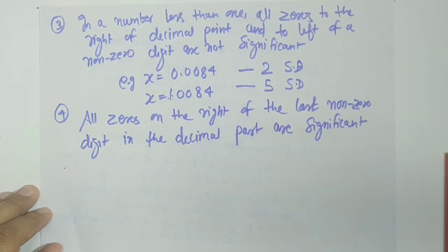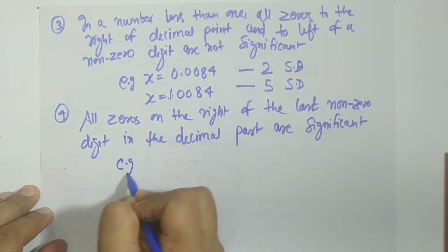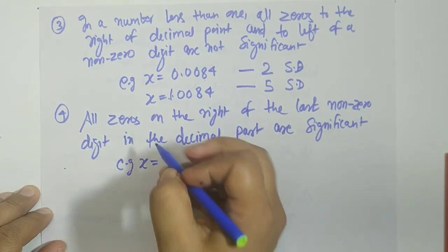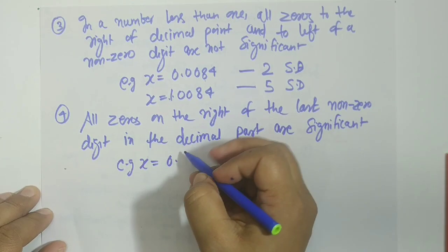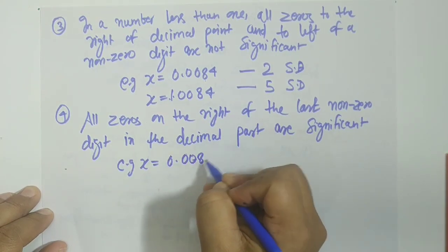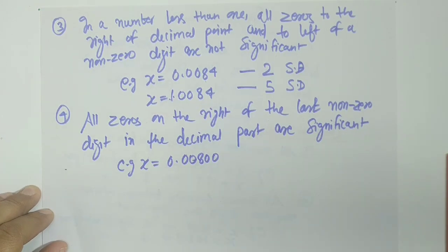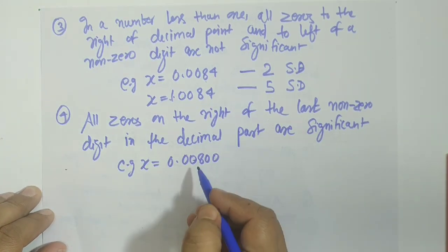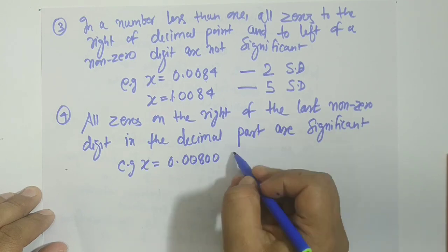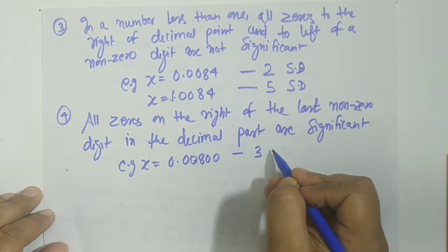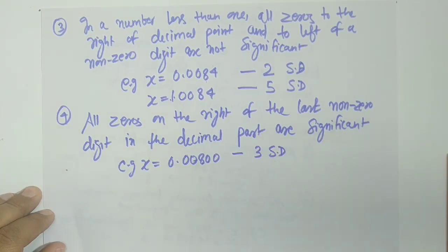The example I am giving you is x equal to 0.00800. Now how many significant figures? After 8, we count 1, 2, 3. So we have 3 significant digits here, 3 significant figures or significant digits. So this is how we say it.